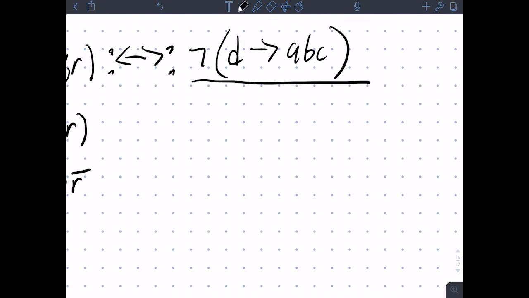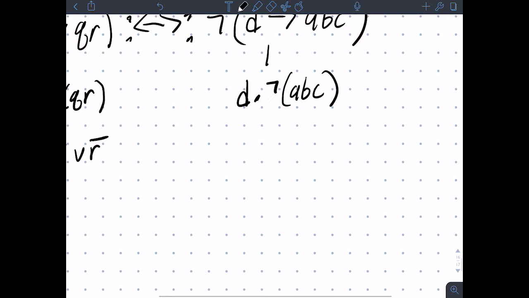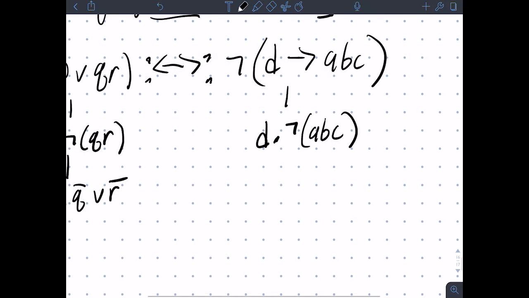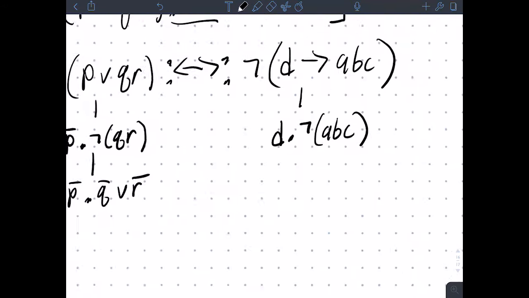So here we have a negated conditional. And if we want to eliminate this negated conditional, the antecedent stays the same, turns into a conjunction with the consequent negated. So not A, B, C. Right? Okay. So what do we do?